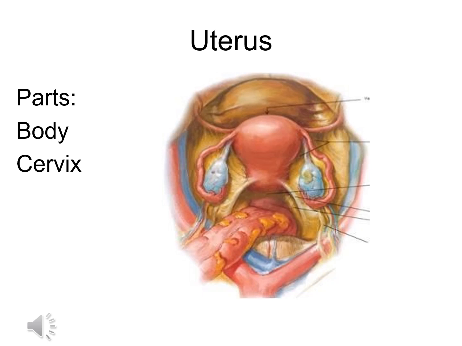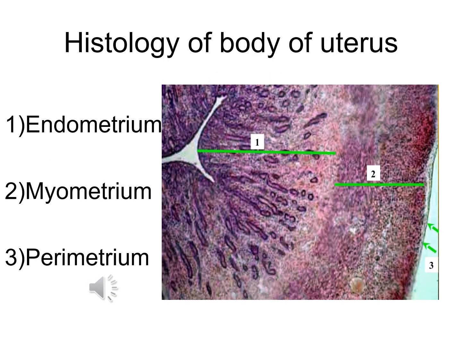Uterus is the childbearing organ in females, and it consists of 2 parts. The upper expanded large part is called the body and the lower cylindrical short part is called the cervix. This is the lumen of the uterus and you can see it is very narrow. The wall of the body of the uterus consists of 3 layers. From inner to outer, it is the endometrium, then the myometrium, and the outer one is the perimetrium.